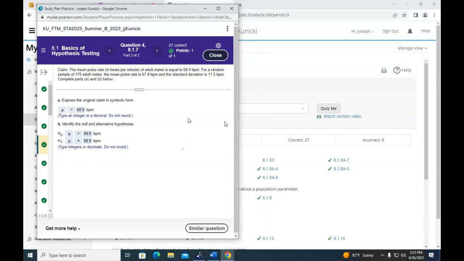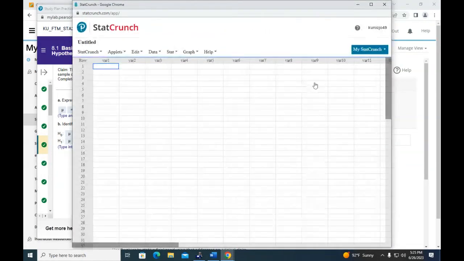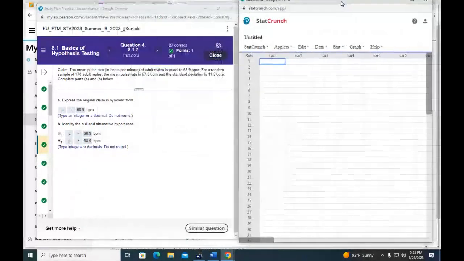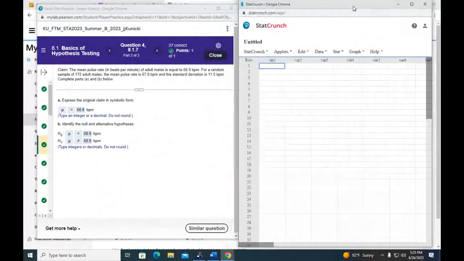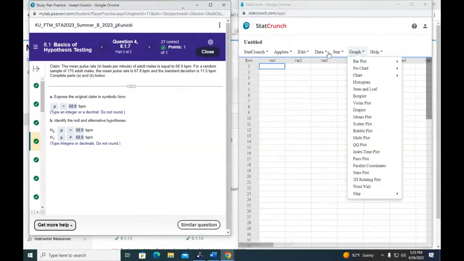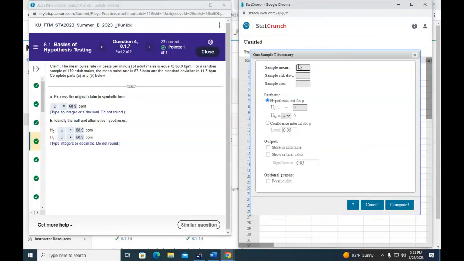Okay. So let me show you what it looks like in StatCrunch, if we were going to set it up. We've got a couple of minutes to do that. So what I would do is Stat. Since it's a mean, it's a T stat, and there's no mention of sigma, so it's a T stat, one sample with summary. So the sample mean is 67.8. Sample standard deviation is 11.5, and it's 170 adults.